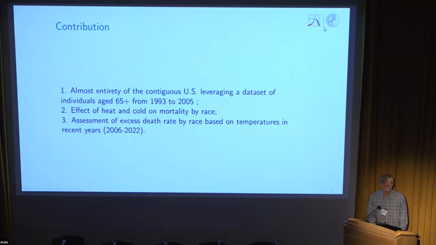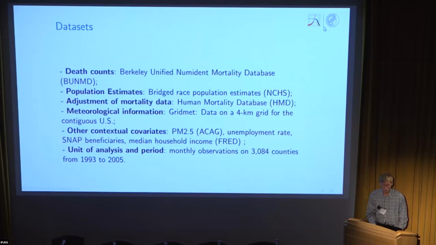And we also try to make an assessment of the excess death rate by race if the temperatures in our period of study had been those from 2006 to 2022, which experienced several severe heat events. For example, 2022 was one of the hottest years on Earth, and this year will probably be even hotter than 2022. And to do so, we use several data sources.